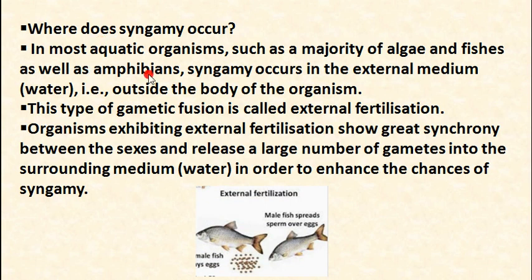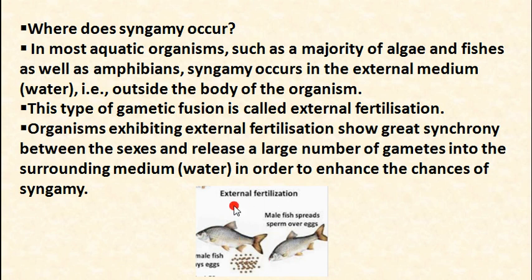Now where does syngamy occur? In most aquatic organisms such as the majority of algae and fishes. Most aquatic means water bodies, they live in water. So the amphibians, algae, fishes, syngamy occurs in the external medium, for example here water, because they are aquatic organisms, so water is their external medium. The medium is outside the body of the organism. So this type of gametic fusion is called external fertilization.